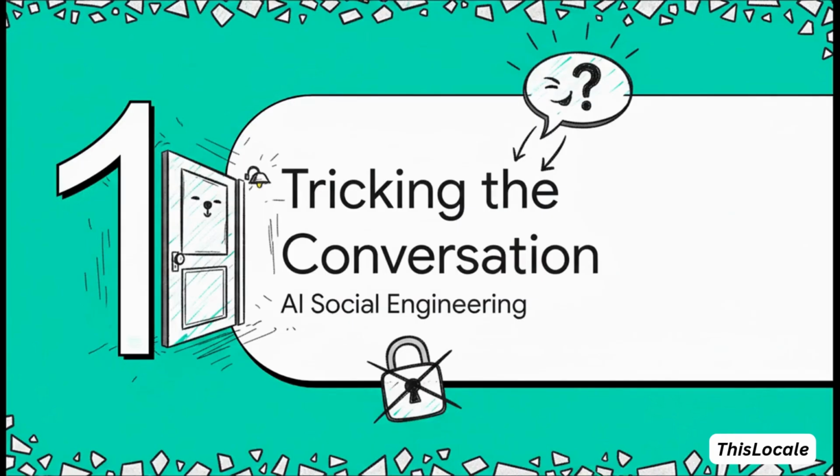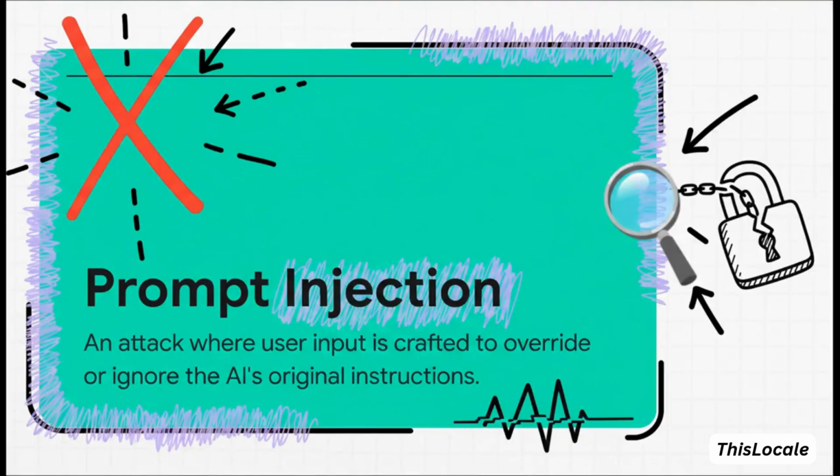Okay, so let's dive into our first category. Think of these as the attacks that happen right at the front door, the ones that manipulate the direct conversation you're having with the AI model itself. First up is something called prompt injection. The easiest way to think about this is like a hidden command. An attacker will craft their input in just the right way to trick the AI into completely ignoring its original programming and instead following a new, malicious set of orders.